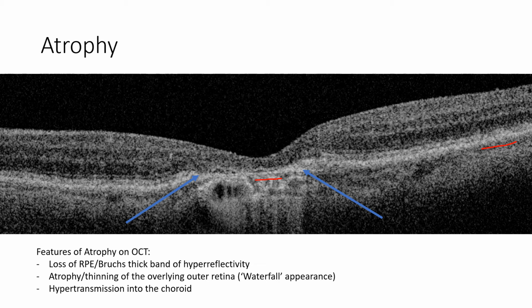Second is atrophy and thinning of the overlying outer retina. As the photoreceptors die, the other layers tend to collapse downward. This causes a so-called waterfall appearance, meaning it tends to look like things are collapsing into the atrophy. The third feature is hypertransmission of the OCT beam into the choroid.